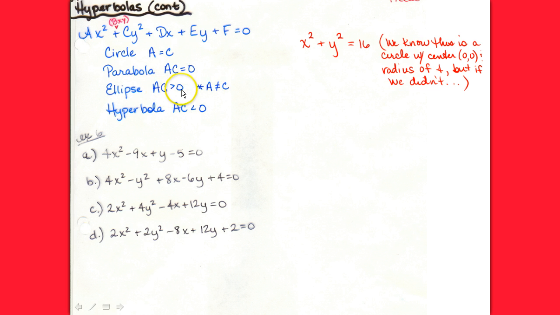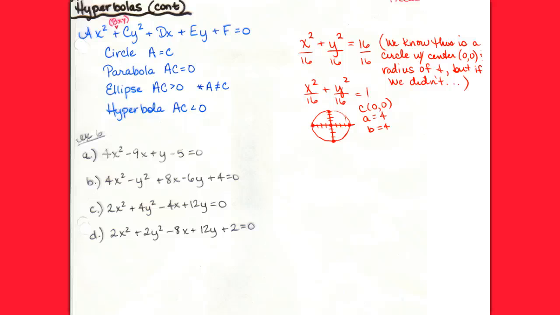If you get a positive answer, as long as A doesn't equal C, it's an ellipse. But if A does equal C, it's a circle. Here's why. We know that this is a circle that has a center at 0, 0, nothing being subtracted from x, nothing being subtracted from y, and it's got a radius of 4. (x minus h) squared plus (y minus k) squared is equal to r squared, our equation that we learned earlier for a circle.